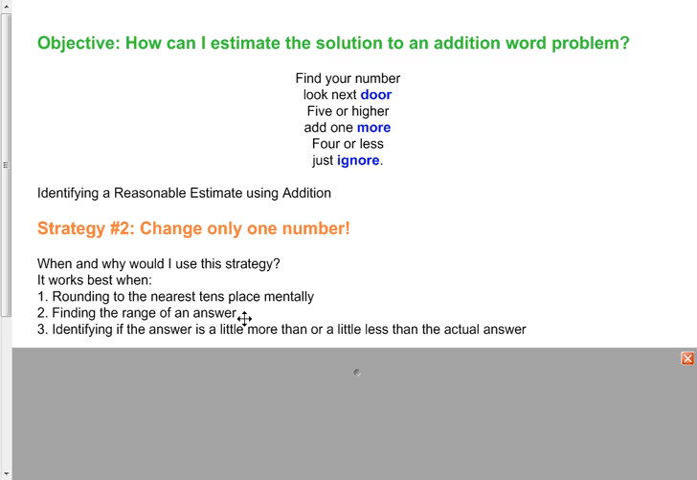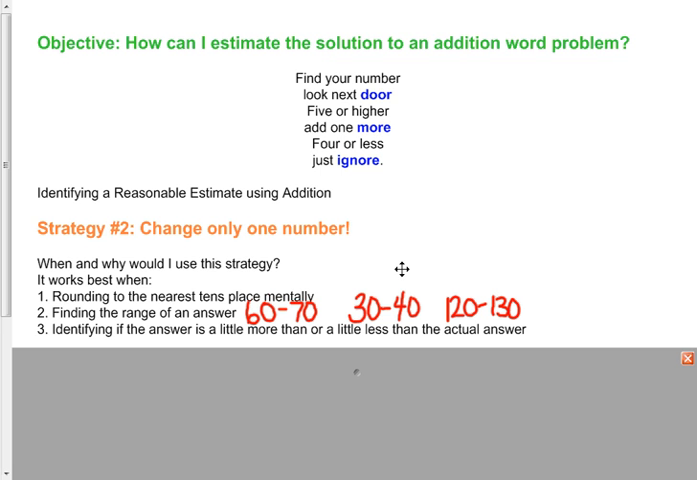Another is finding the range of an answer. And the range means we find the two tens that it's between. So 60 to 70, for example, would be a range. Another range between tens would be 30 to 40. Another range of tens would be between 120 and 130. You can see that between each one, we're building on the tens multiples.